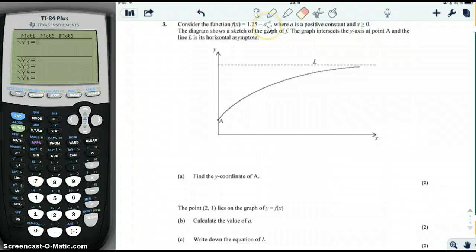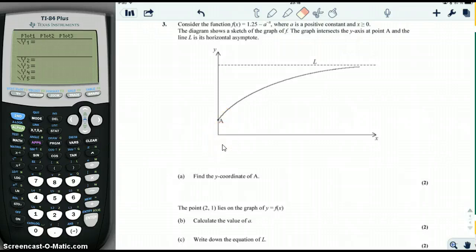Whenever you have a variable like this in there, you have to figure out what the variable is first. So what we're going to do is use the clues they give us to figure out what a is equal to. First, we're going to follow their lead. They say find the y-coordinate of A. A is the initial point.